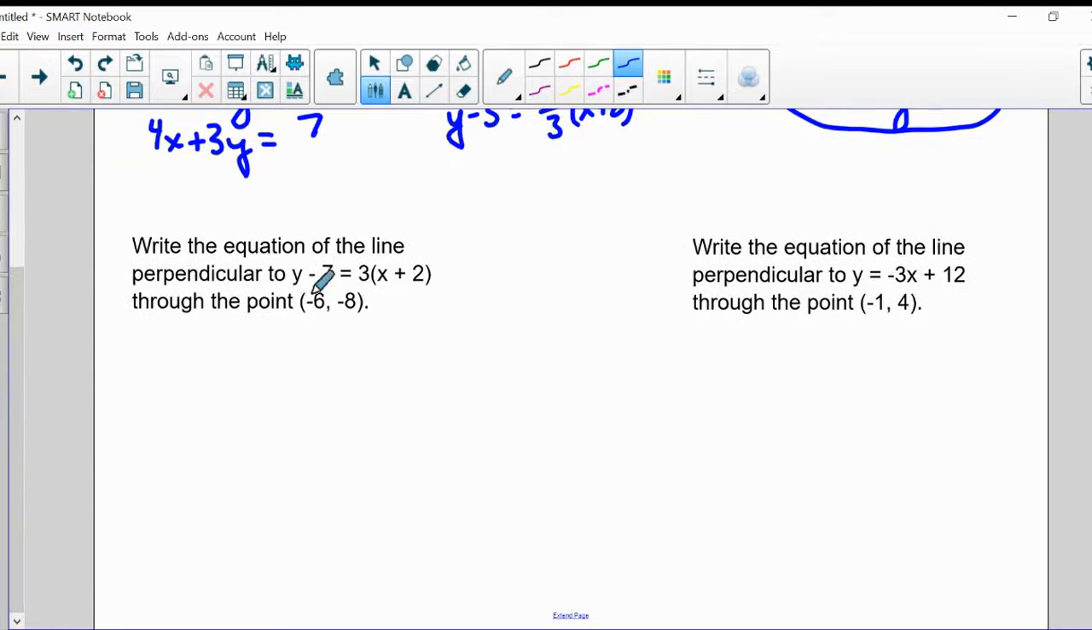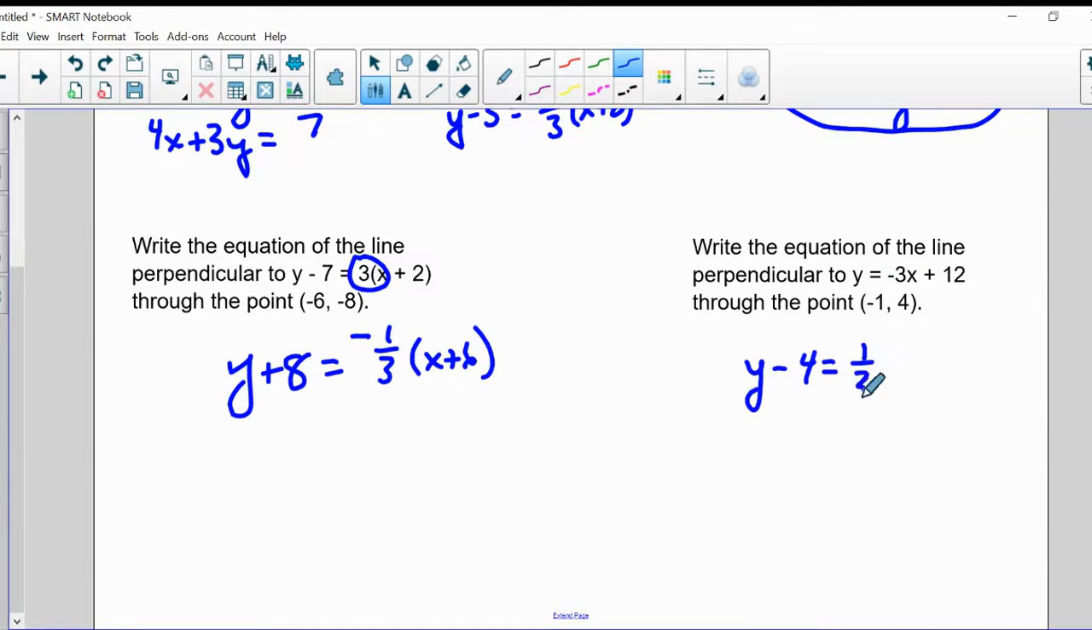Instead of having to solve for y, find a slope, and do an opposite reciprocal, this is turned into a one-step problem. This problem, I'm going to take the slope. y plus 8 equals opposite reciprocal, so negative 1/3 times x plus 6. Opposite reciprocal, this one's going to be positive 1/3. So y minus 4 equals positive 1/3 times x plus 1.